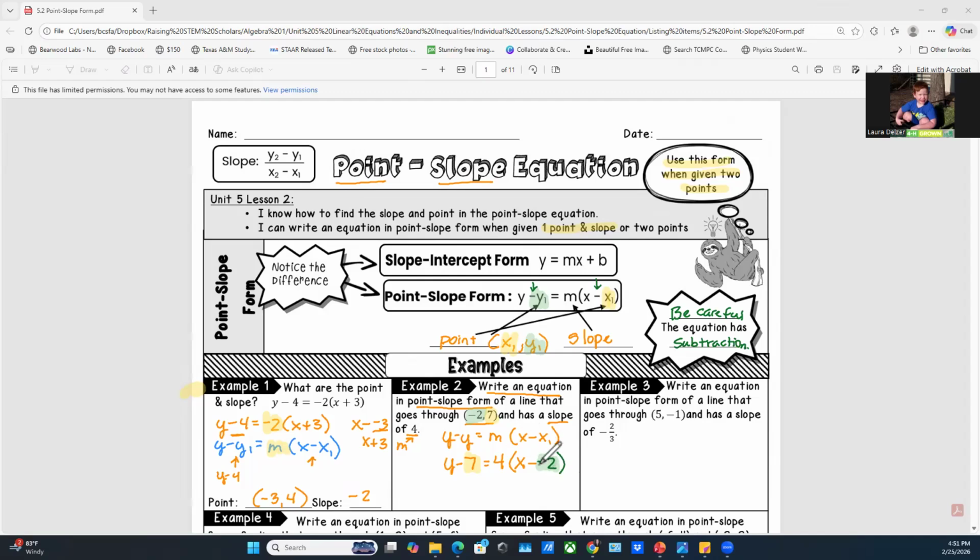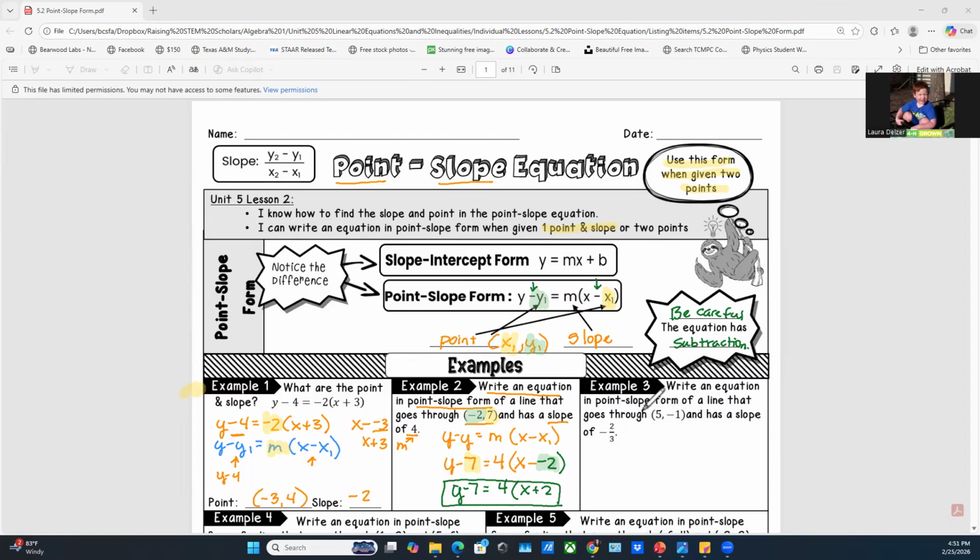We're going to have to fix that. So we know that it's y minus 7 equals 4x minus a negative 2 is going to be x plus 2. And so there's that answer. All right, we can practice this again.